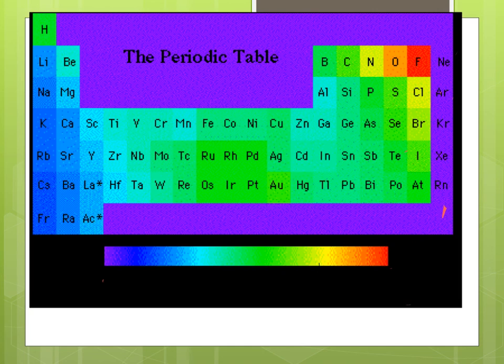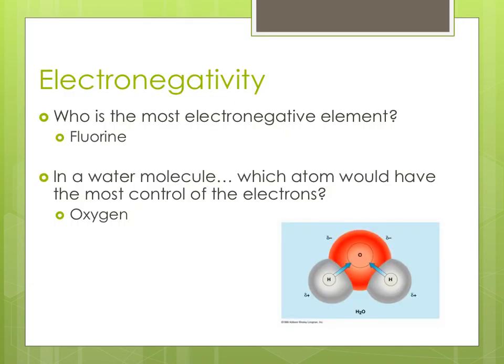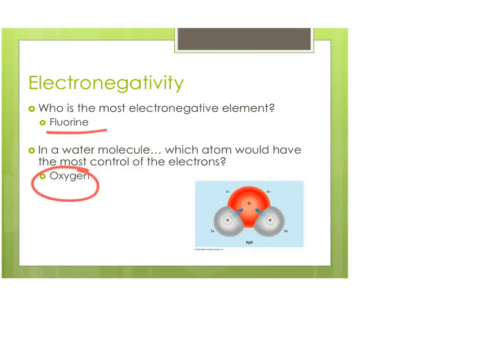So you could look up electronegativity values, and you would notice that oxygen is here in this orangish range, whereas hydrogen is more in this greenish range, which tells us that oxygen is more electronegative. As I stated before, fluorine is the most electronegative element. So based on that, if you have a water molecule, which atom would have the most control of the electrons? The answer to that is oxygen, but let's examine that. Being more electronegative, it's going to control the electrons within the bond.